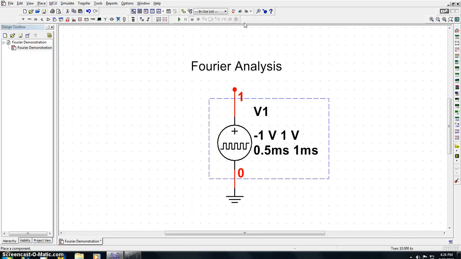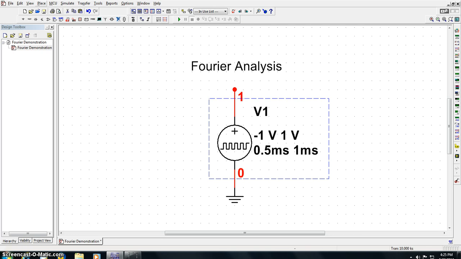The title of this tutorial is Fourier Analysis. I have here on the screen a signal, a pulse waveform, which oscillates between minus 1 volt and plus 1 volt. It has a period of 1 millisecond and a pulse width of 0.5 milliseconds, meaning that the positive half cycle is 0.5 milliseconds wide with a level of 1 volt, and the other half cycle is 0.5 milliseconds with a level of minus 1 volt.